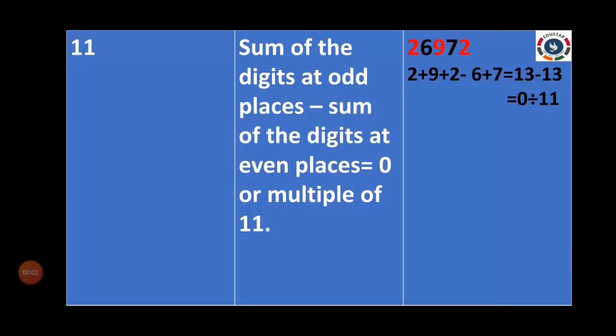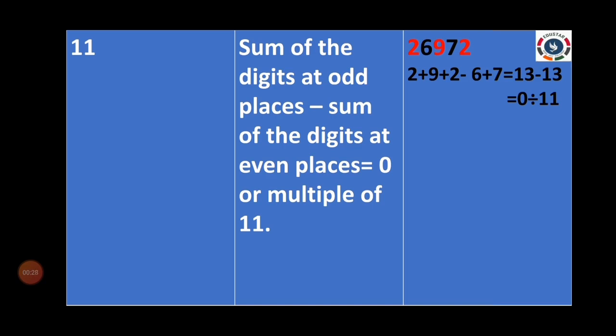11. Sum of the digits at odd places minus sum of the digits at even places. If you are getting 0 or a multiple of 11, so you are finding the difference. Difference of sum of the digits at odd places minus sum of the digits at even places. So you separate the two values, and if you are getting 0 or a multiple of 11, that is possible. It is divisible by 11.